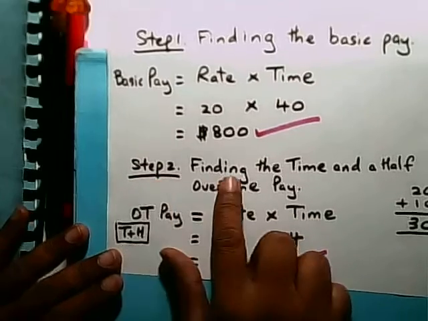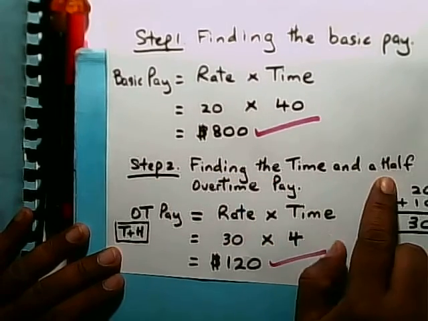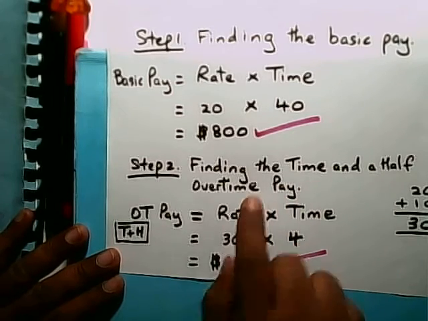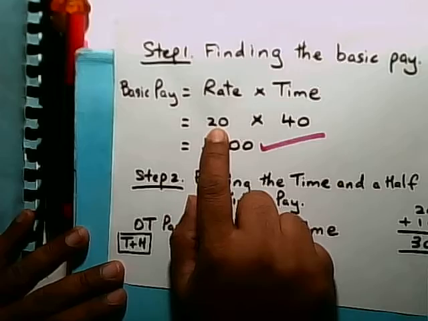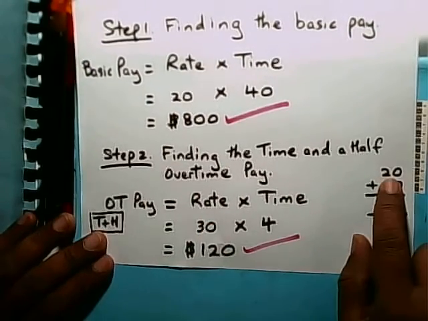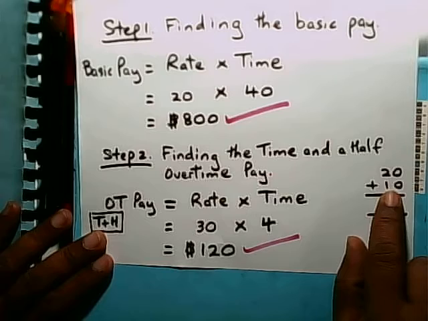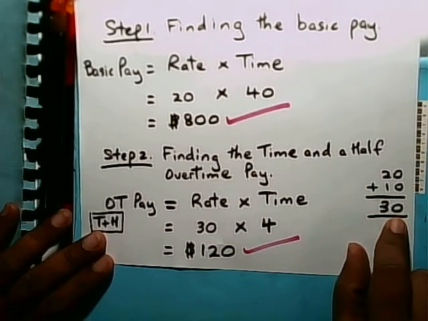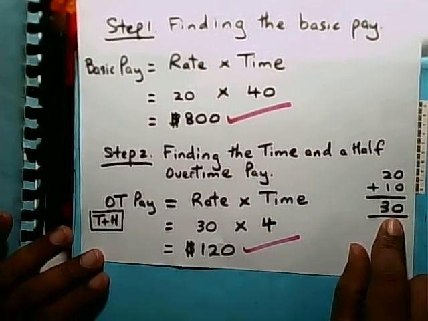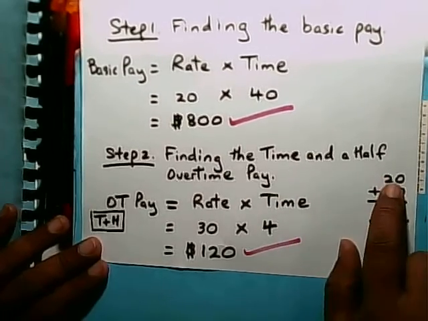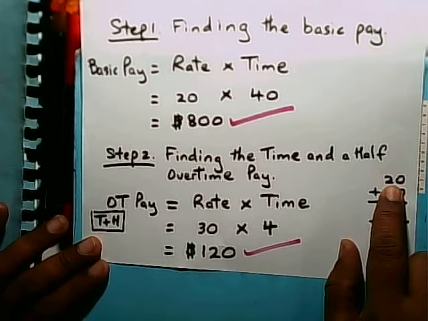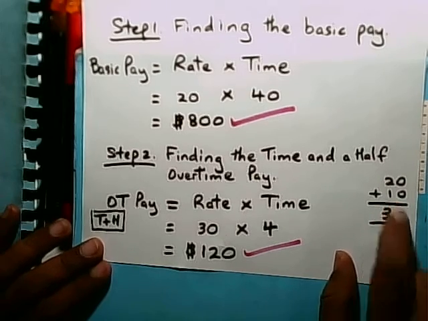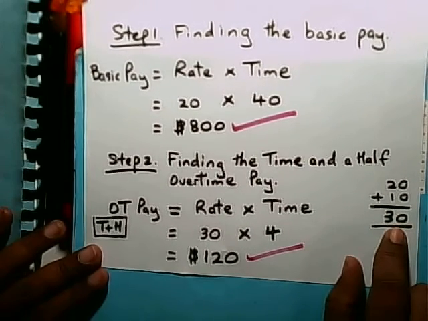Now, step 2, finding the time and a half overtime pay. Time and a half means that instead of getting paid $20 an hour, he's going to get paid 20 and half of 20 again, which is 20 and 10, which is 30. He's going to get paid $30 an hour. That's what time and a half means. It means the normal amount every hour plus half of that amount again every hour.